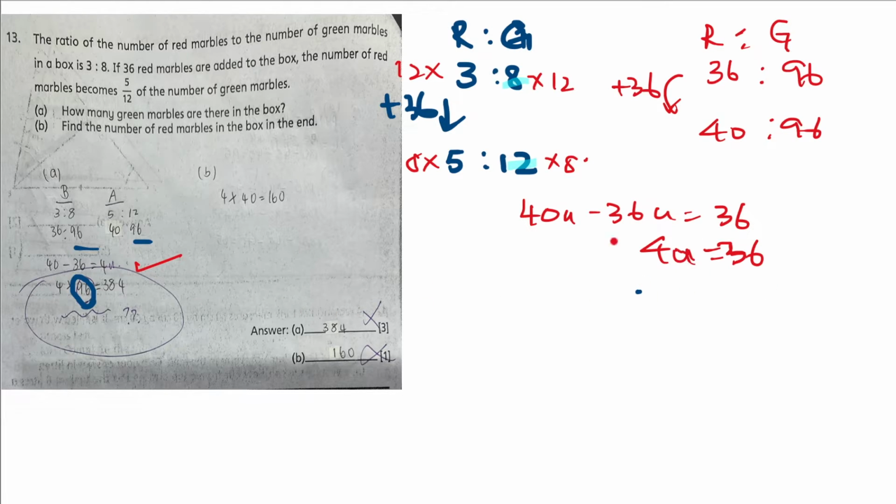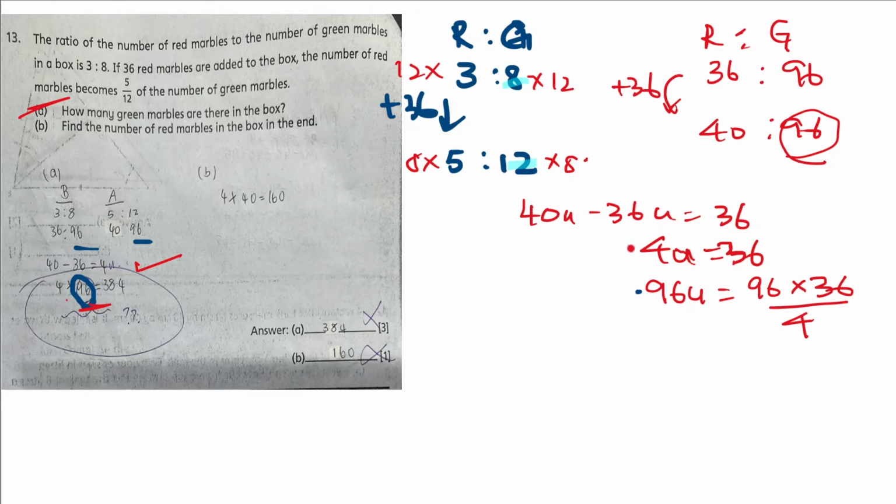If 4 unit equals 36 marbles, then it's asking you how many green are there. So green total is 96 units, right? So you put 96 units equals 96 times 36 divided by 4. I don't know why you actually use 4 times 96. That's not true.